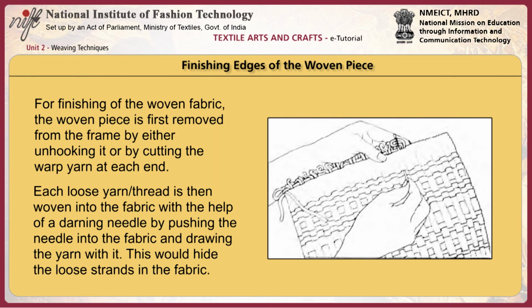For finishing of the woven fabric, the woven piece is first removed from the frame by either unhooking it or by cutting the warp yarn at each end. Each loose yarn or thread is then woven into the fabric with the help of a darning needle by pushing the needle into the fabric and drawing the yarn with it. This would hide the loose strands in the fabric.